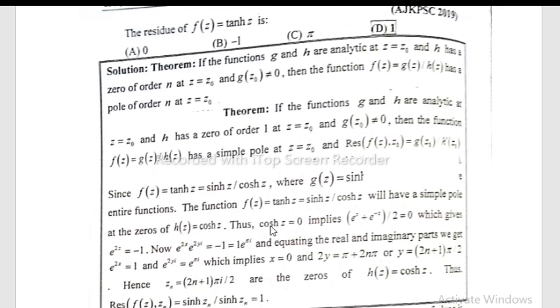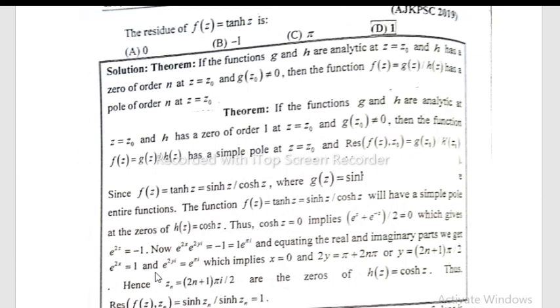Thus cos hyperbolic z is equal to 0 implies that cos hyperbolic z, which is e power z plus e power minus z divided by 2, is equal to 0, which gives e power 2z is equal to minus 1. Now e power 2z can also be written in the form of e power 2x dot e power 2y iota is equal to minus 1, so it is equal to e power pi iota.